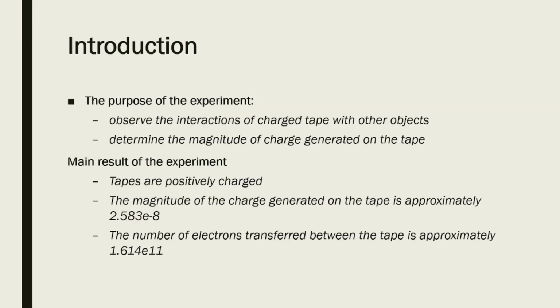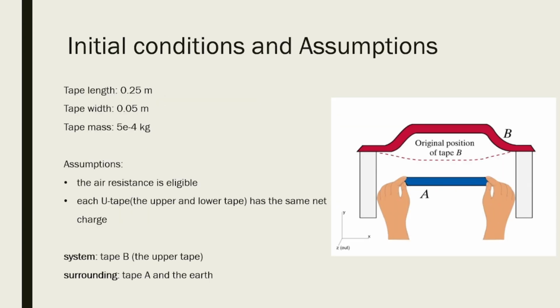So, introduction. The purpose of the experiment is to observe the interactions of charged tape with other objects, and also to determine the magnitude of charge generated on the tape. There are three main results of the experiment. First, tapes are positively charged. Also, by the calculation, we get that the magnitude of the charge generated on the tape is approximately 2.583 times 10 to the negative 8th. We also got that the number of electrons transferred between the tape is approximately 614 times 10 to the 11th.